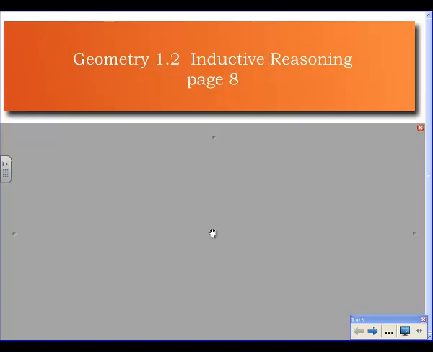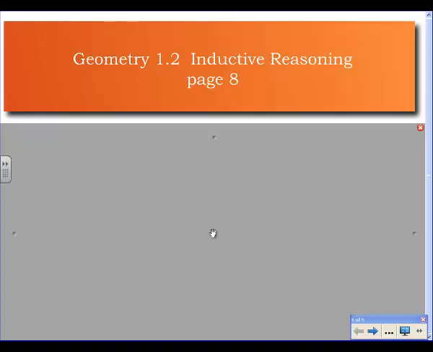And welcome to Geometry Section 1-2, Inductive Reasoning. There are two different types of reasoning that we talk about in geometry, inductive reasoning and deductive reasoning. Deductive reasoning uses facts, theorems, and properties to draw conclusions. Each step in a deductive reasoning process can be justified with a fact. Inductive reasoning, on the other hand, looks at patterns and then makes assumptions based on those patterns.